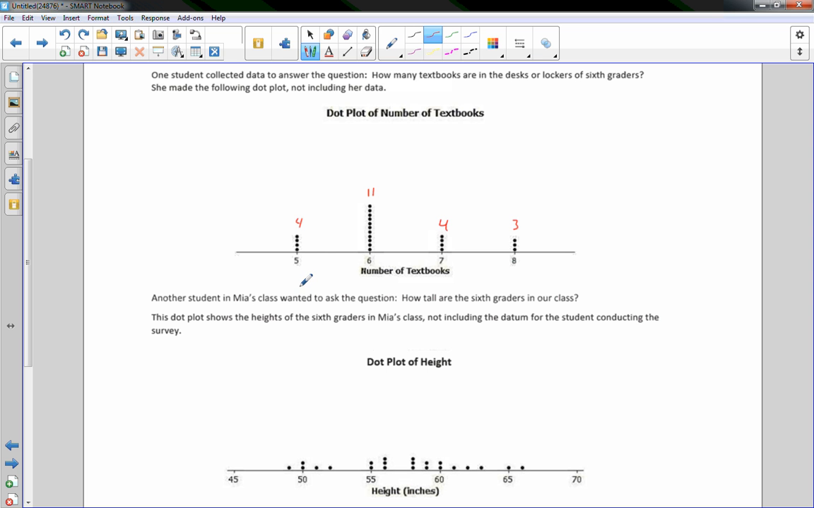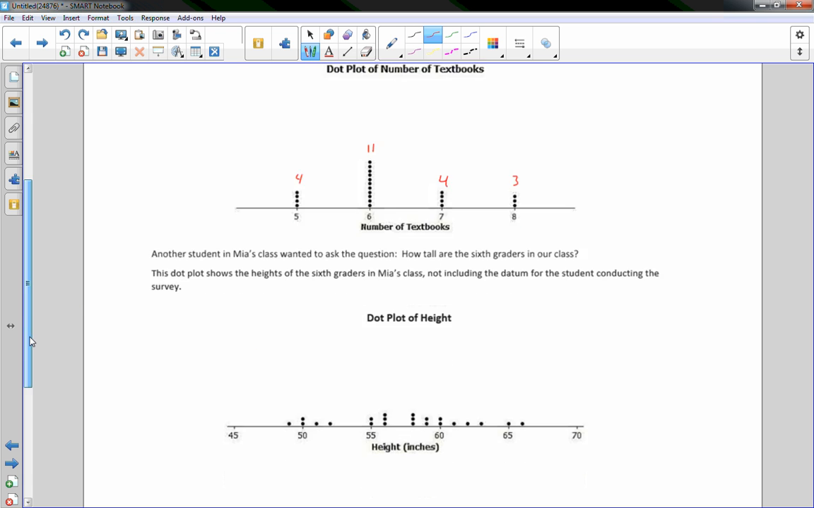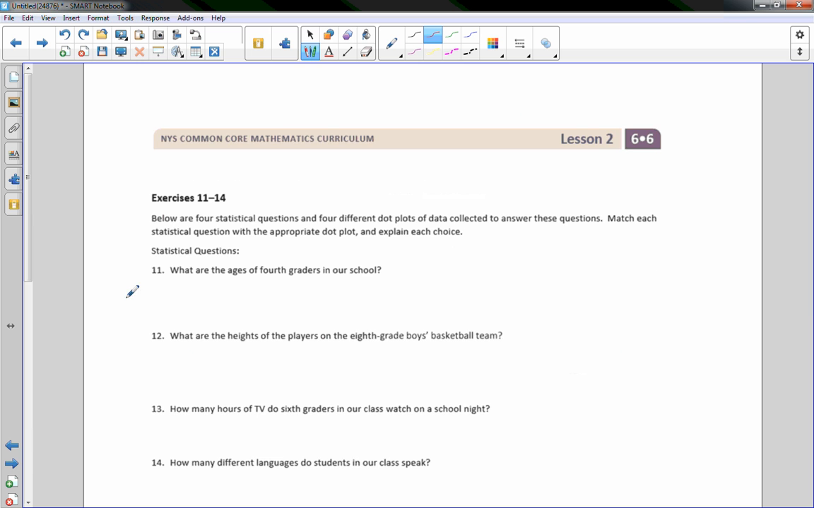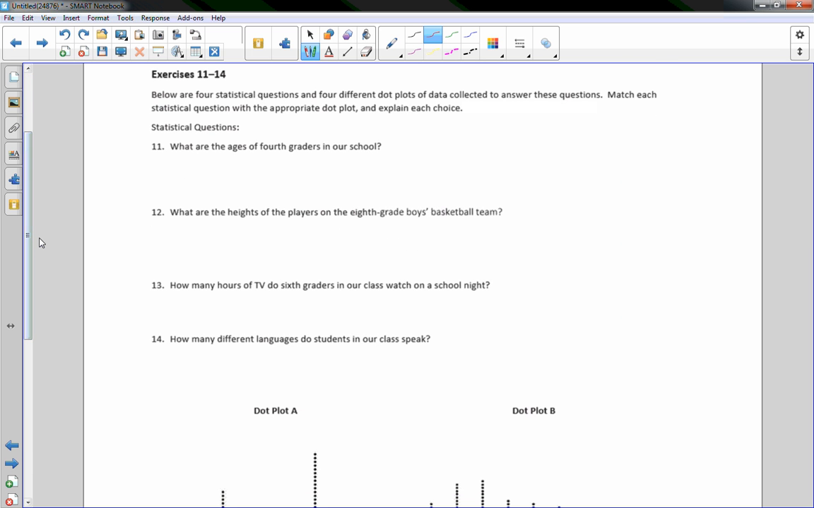But then another student wanted to ask a question about how tall 6th graders in the class were. And this is the dot plot here. Okay, this one's more spread out. It went from 49 all the way up to 66. So if I take 66 minus 49, that's a difference of 17. Or if I take 8 minus 5, that's only a difference of 3. So this spread was less than the height spread. Okay, and that's what we're talking about when we talk about spread. Right, distance from the smallest number to the largest in our set of data.